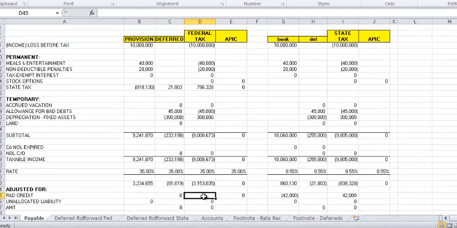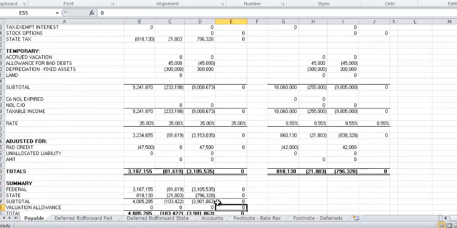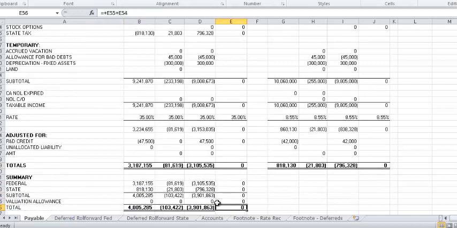So I have a federal R&D credit of 47.5. That's going to reduce my federal payable, and it's going to help my provision. So I've got my debit in payable, nothing in deferreds, credit provision. Okay. My total federal expense is 3187. My state expense is 818. It's just pulling from over here. My total provision is 4,000,005.